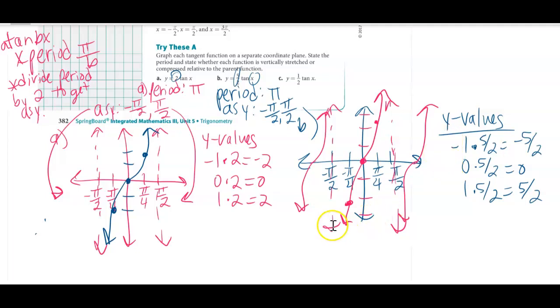Alright, so we're going to pause it here, and then I'm going to go ahead and move forward to showing you what B would do and how that would affect the graph.